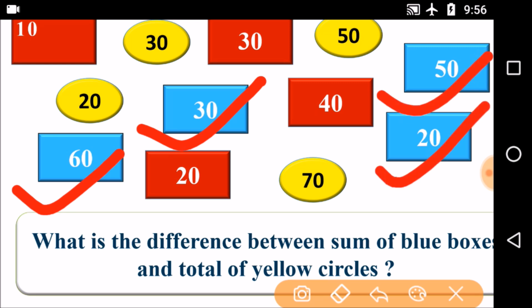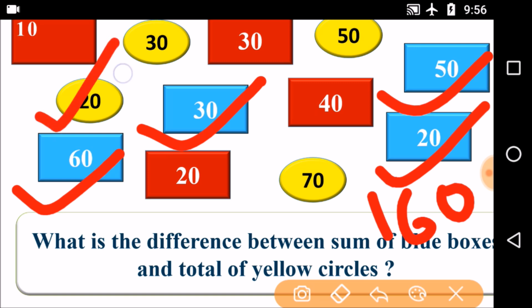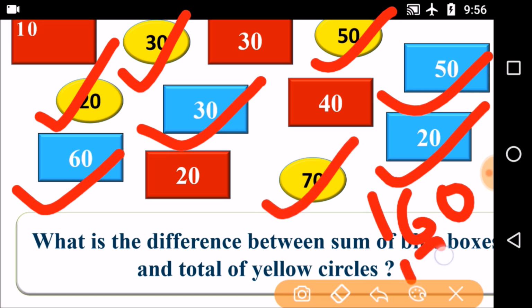Okay, so 60 plus 30 plus 50 plus 20, what is it? 60 plus 30 is 90. 90 plus 50 is 140, plus 20. So you get the sum of blue boxes as 160. Okay, so what is the sum of yellow circles? The sum of yellow circles is very straightforward. 20 plus 30 plus 50 plus 70. So it is 170.